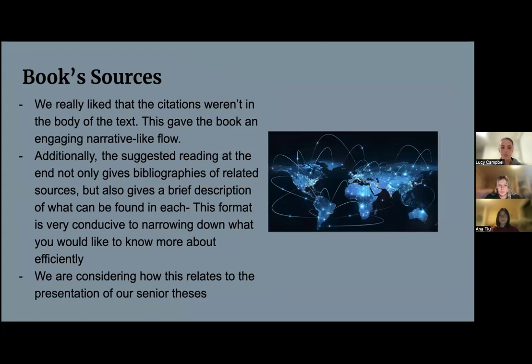Thinking about how this book was formatted, we were really interested in how it sourced its different sources because it wasn't citing them actually in the text, which made it feel more like a narrative and it flowed really well. And there was still suggested reading at the end, but it wasn't just the bibliographies, it was also descriptions of what you could find in those sources that was relevant to this text. So it was really conducive to narrowing down how to get more information. And we thought about how this could relate to as we write our theses, how we can find a format for them that best matches the actual content of what we're writing.